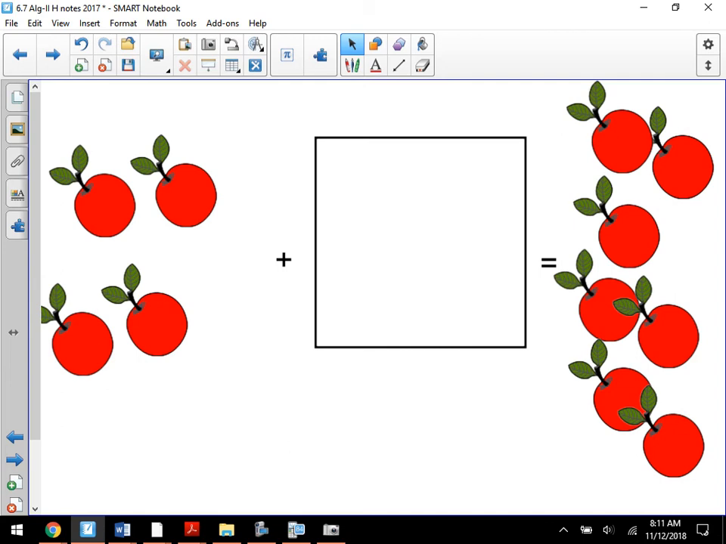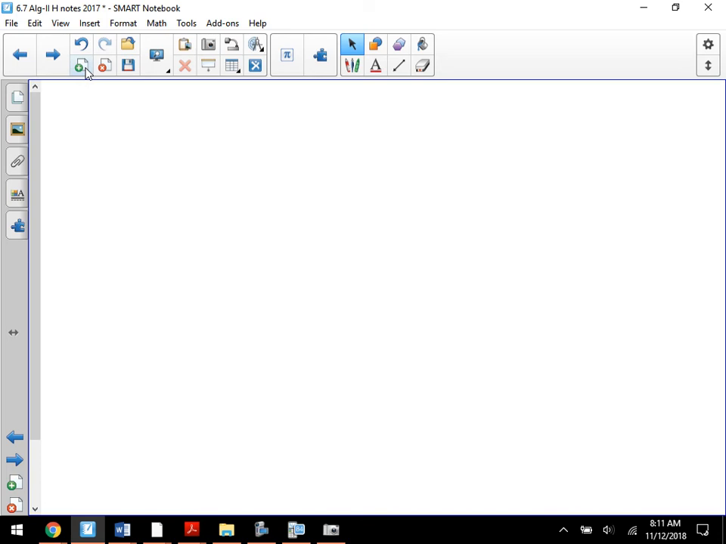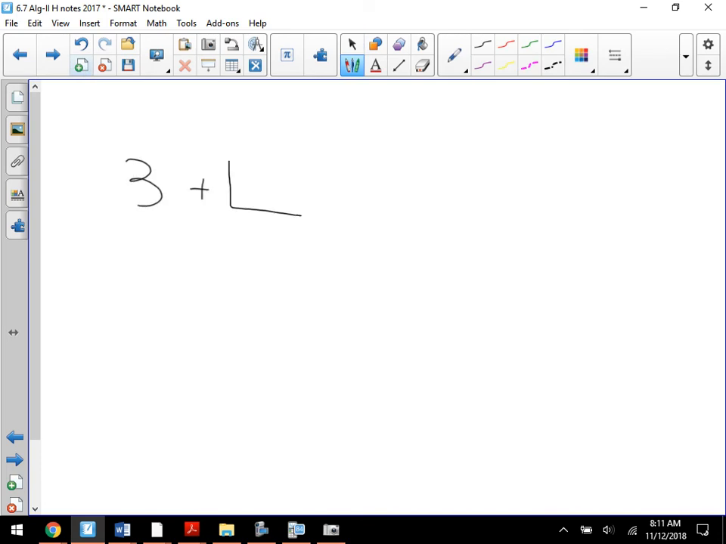How many apples do we need to put in the box to make it equal that many apples on the end? We had to put 3 more apples. Okay? So when you did this stuff in kindergarten, which eventually became this stuff in first grade, you started to find the answer. How many possible answers are there to get that? There's only one, isn't there?